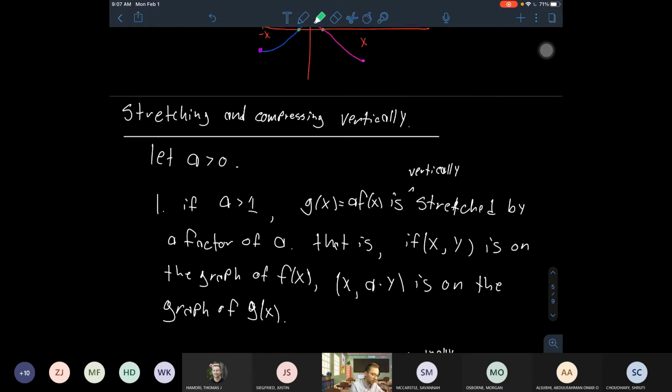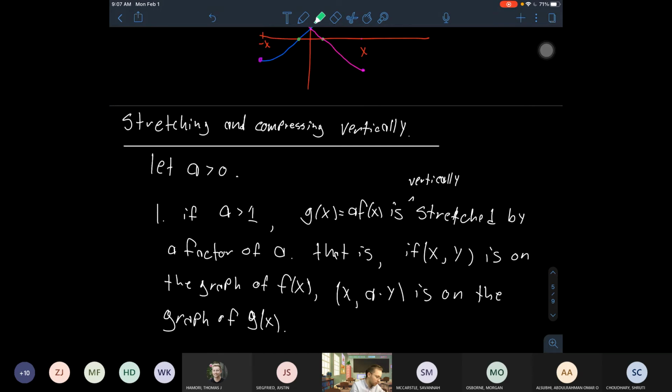Okay, so this looks like word soup a little bit. Let me compress it. We have a is just some positive number again. You're noticing a theme here. We choose some positive number a, and we say the following: if a is a number which is bigger than 1, and then we do g of x is equal to a times f of x, then the graph of g of x is going to be stretched by a factor of a.